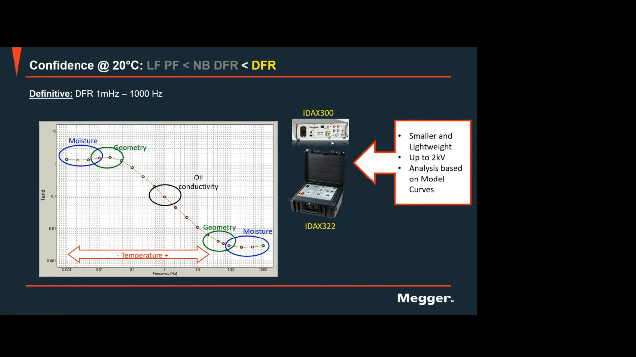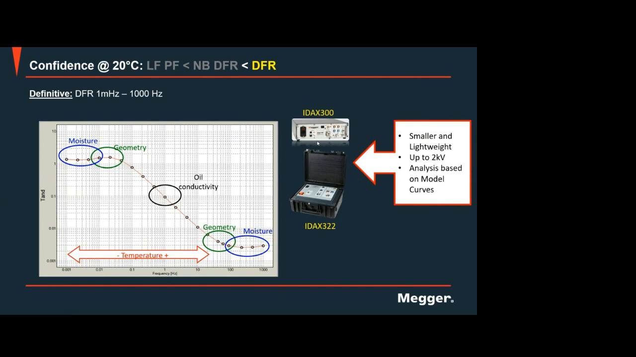Okay, and this one is a smaller equipment. Unlike the 10 kV, of course, you need a bigger transformer. That's why it's so heavy. While this one here, which also can give you the insulation status, is a smaller one, and it is lightweight. Now we do have some available equipment that can run the full DFR at 2 kV. This is the IDAX322. Before we had the IDAX300, it can also run the 2 kV, but you need to connect the VAX or the voltage amplifier, which is up to 2 kV.